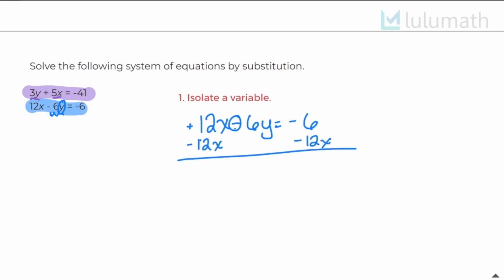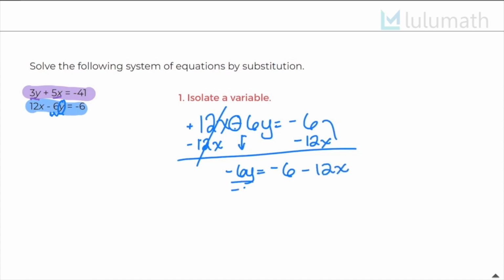And don't forget that when you cancel it, it needs to give us nothing. So 12 minus 12 is nothing, it goes away. Also, don't forget that when you bring down this 6y, it's a negative 6y, okay? And then I will copy the rest of this down. So negative 6 minus 12x is what's left over.